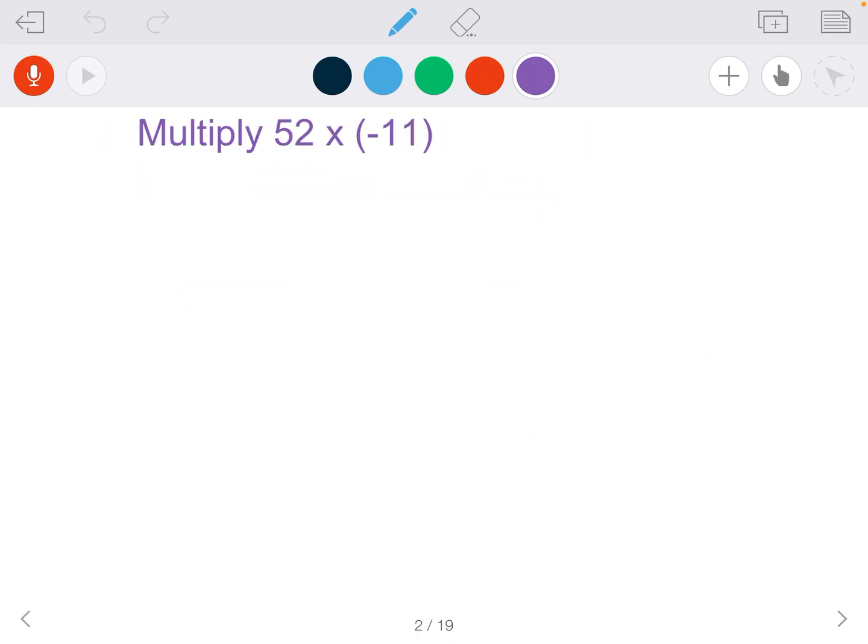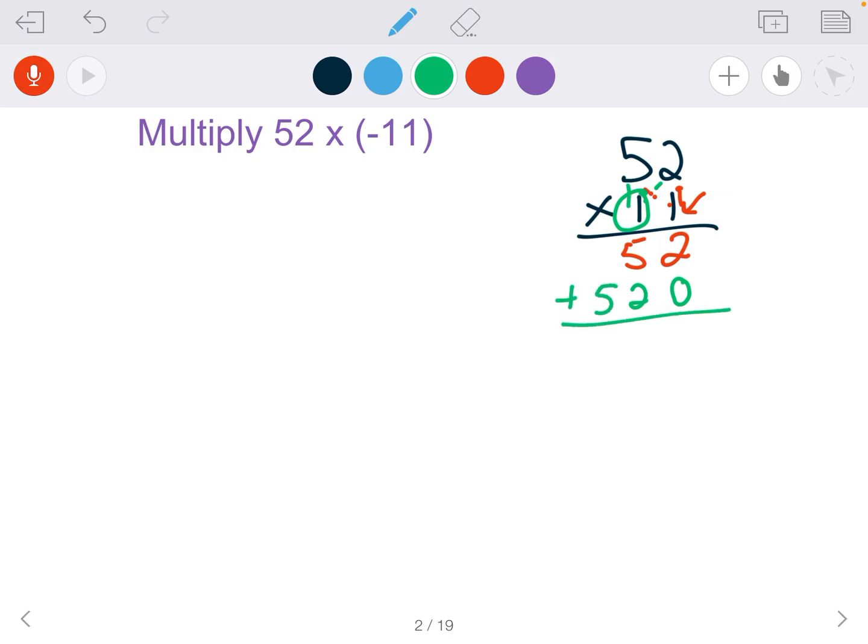Next one, it says multiply 52 times a negative 11. Setting up my problem, I take my 52 and put my times 11 underneath. Beginning with this one right here, 1 times 2 is 2, then 1 times 5 is 5. Now I go to the column with the green 1 that I just circled, but I need a place value holder here, so I put a 0. So 1 times 2 is 2, 1 times 5 is 5. Once I get all the multiplication done, I add: 2 plus 0 is 2, 5 plus 2 is 7, and 5 plus nothing is 5.